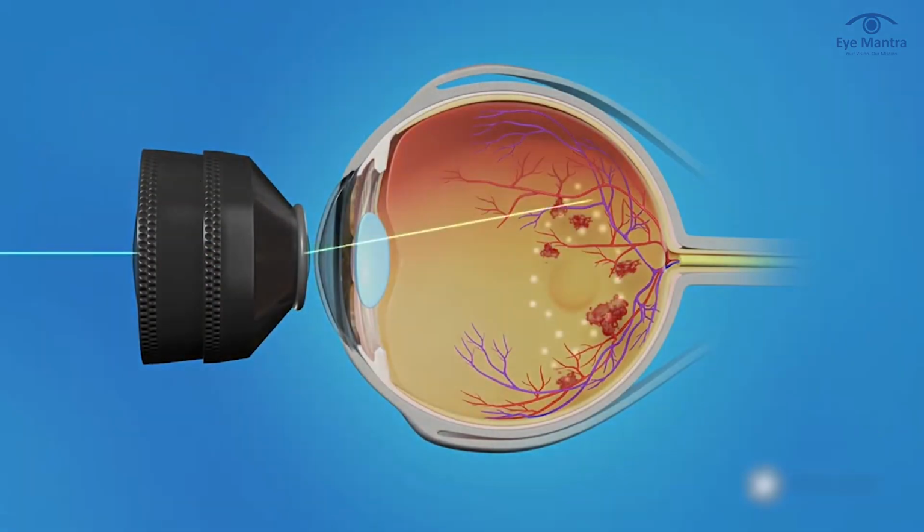The next treatment is laser. Laser used in retinopathy is called green laser, which works in repairing the retina. So wherever you have retinopathy, laser is used to heal the retina.